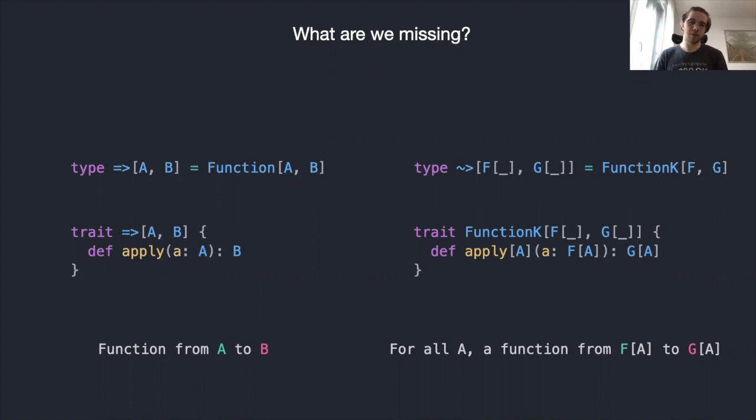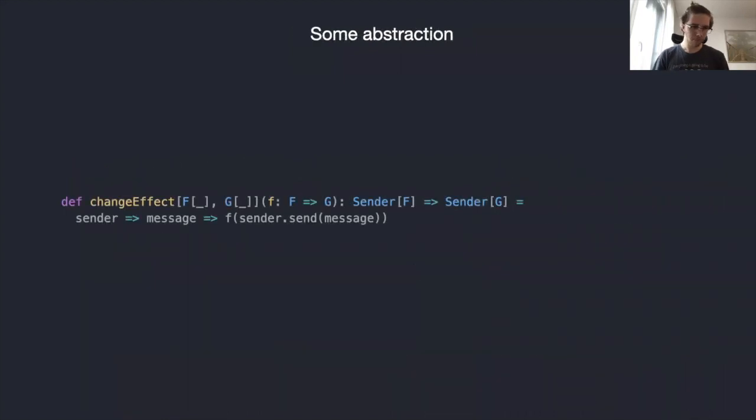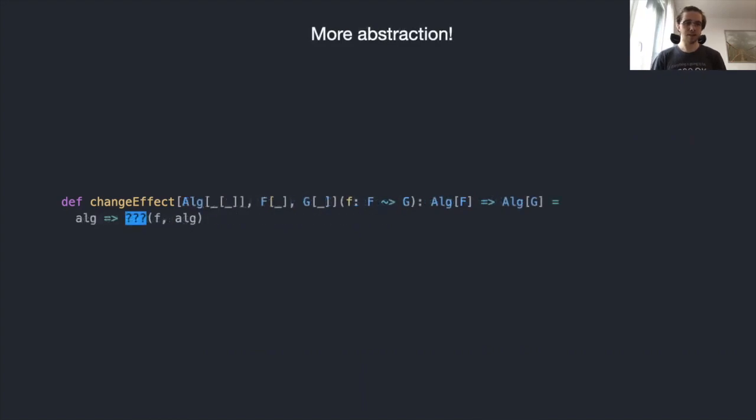So basically folks in Scala created function K. And this is available in cats. So we have just one small change to make this compile and work. We need to replace the fat arrow with the squiggly arrow, and now it'll compile. But still, we haven't solved the other problem. We are still very specific about what sender is. So let's try to abstract that away as well.